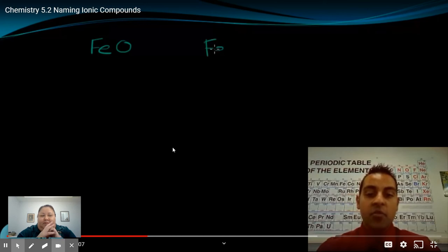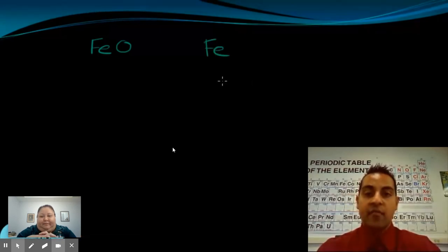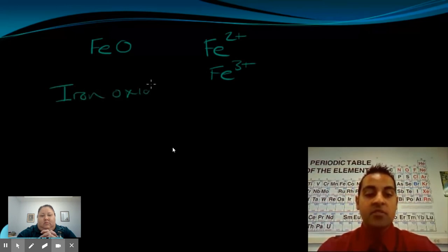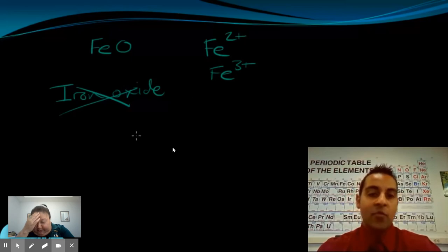Because iron is one of those transition metals that can have multiple oxidation states. Iron can be a 2+ ion, or iron can have a 3+ ion. So we can't say iron oxide because that's too vague. Iron oxide doesn't tell us which kind of iron is present in this compound. So how are we going to figure out if it's 2+ or 3+? We have to think about this a little bit. And the way we can think about it is by examining the oxygen.